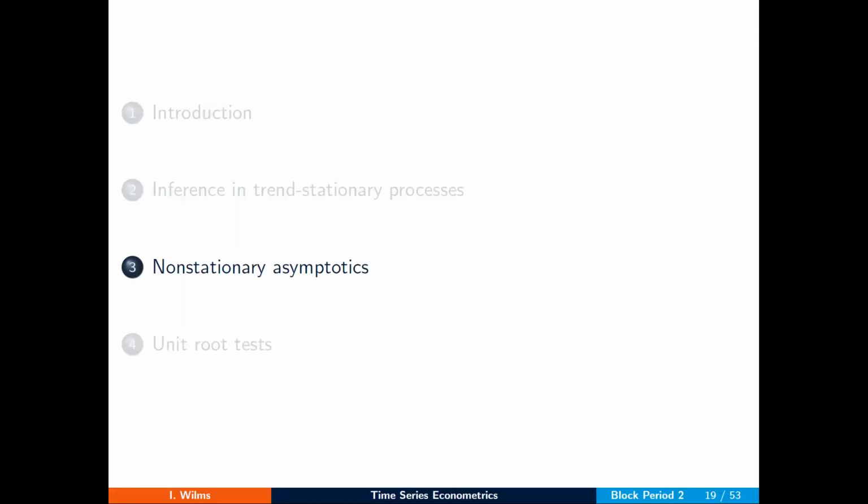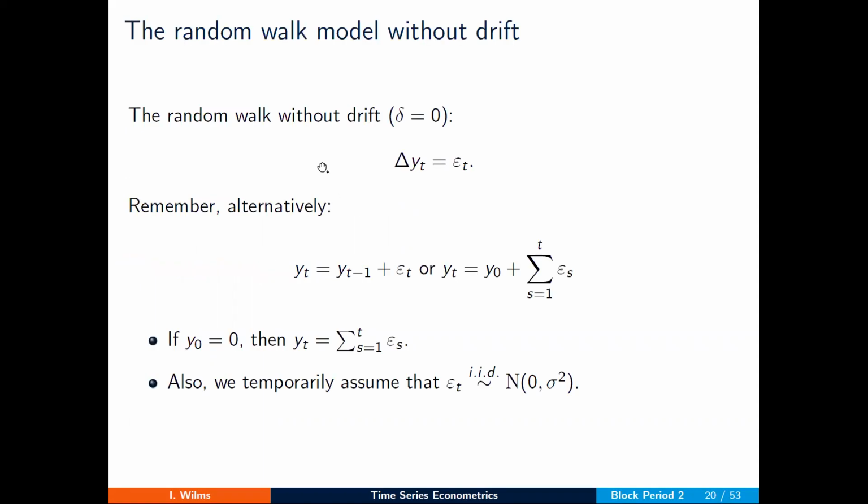Welcome to this video where we will have a closer look at the random walk model and non-stationary asymptotics. Let us first consider this case where we do not have a drift term in the model. So delta is equal to 0, the constant from before.